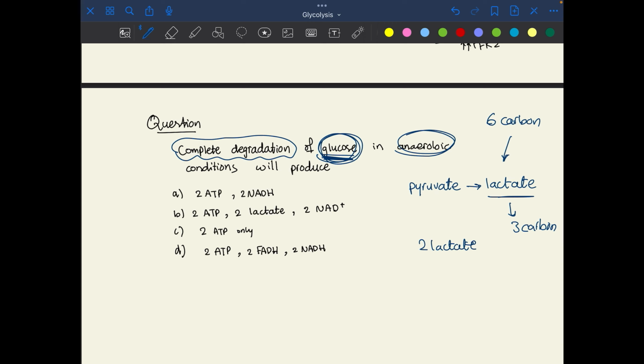Glucose glycolysis net of ATP was how many ATP? 2 ATP. How many NADH? 2 NADH, right? But later, because of the fermentation in the anaerobic environment, this NADH will be converted to NAD+, okay? So the answer is B.